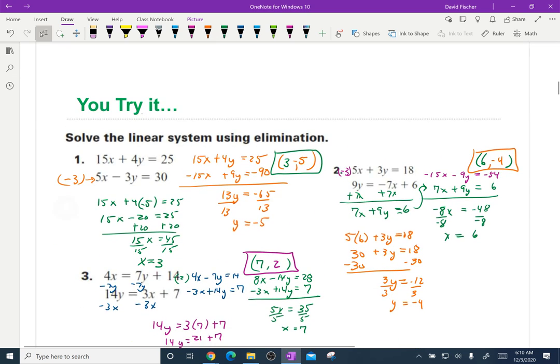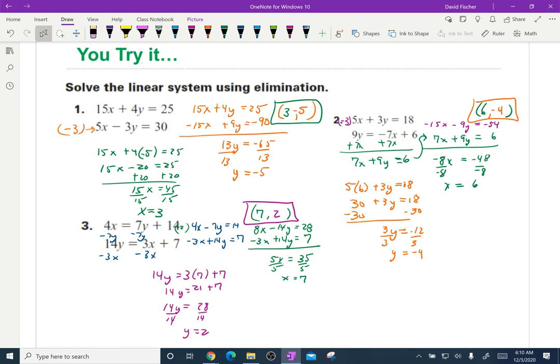All right, let's see how you did. I had 3, negative 5 for that first one, 6, negative 4 for my second one, and 7, 2 for my last one. So you can see there's a whole bunch of math work here, and you've got to get pretty good and fast and efficient and accurate with your isolating variables, okay?